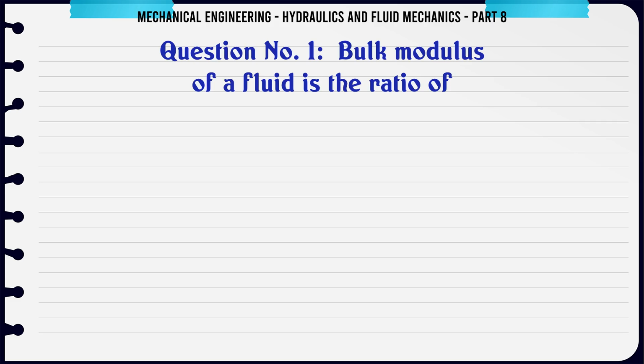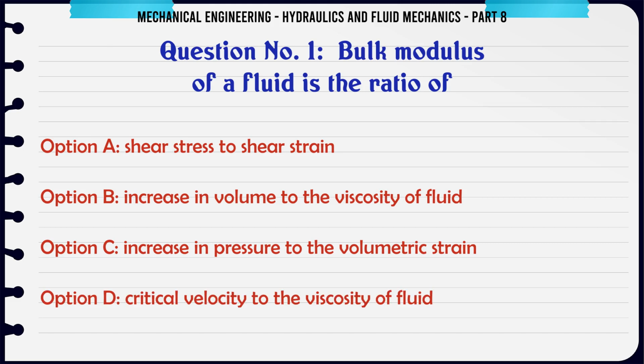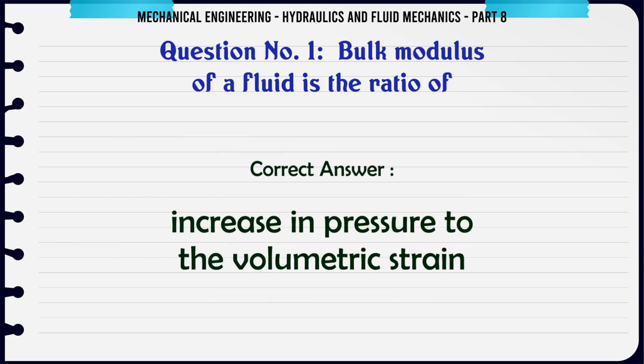Bulk modulus of a fluid is the ratio of A. Shear stress to shear strain, B. Increase in volume to the viscosity of fluid, C. Increase in pressure to the volumetric strain, D. Critical velocity to the viscosity of fluid. The correct answer is increase in pressure to the volumetric strain.